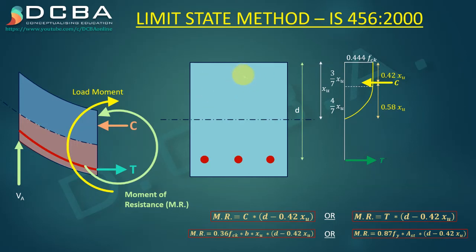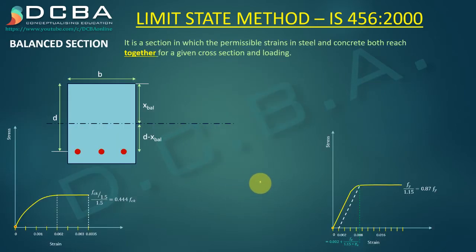So in the last lecture we had stopped on this topic and we had found the moment of resistance for limit state method. Now we will talk about the balanced section as we had already discussed it in the working stress method as well, but here I am changing the definition a little bit. It is a section in which the permissible strains in steel and concrete both reach together for a given cross section and loading.